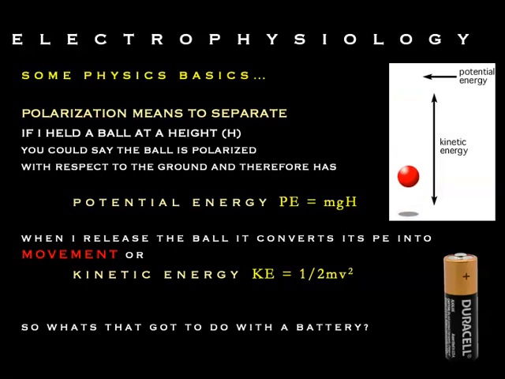We use the word polarization quite a bit in physiology, but it can also have a useful translation for understanding physics. Consider a ball that I hold above the ground at a certain distance. We say that it has a specific value called its potential energy. That's a function of its mass, the acceleration due to gravity, and its height. You could say that the ball is polarized with respect to the ground. It wants to go there with a quantity we call potential energy, but it can't.